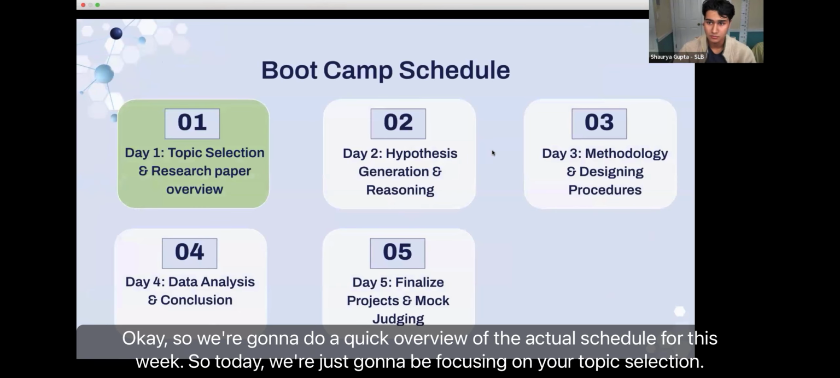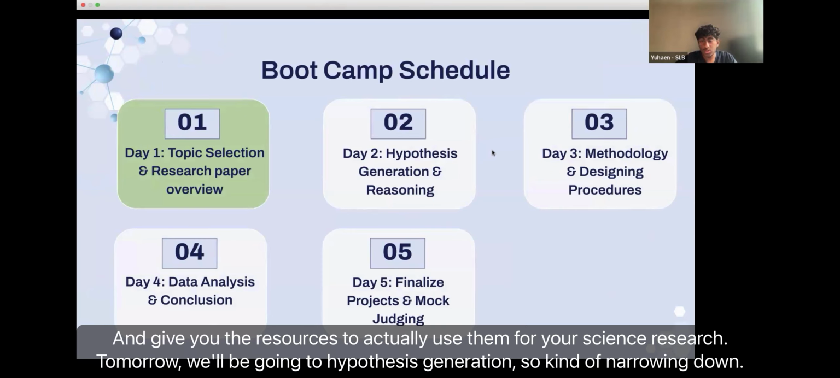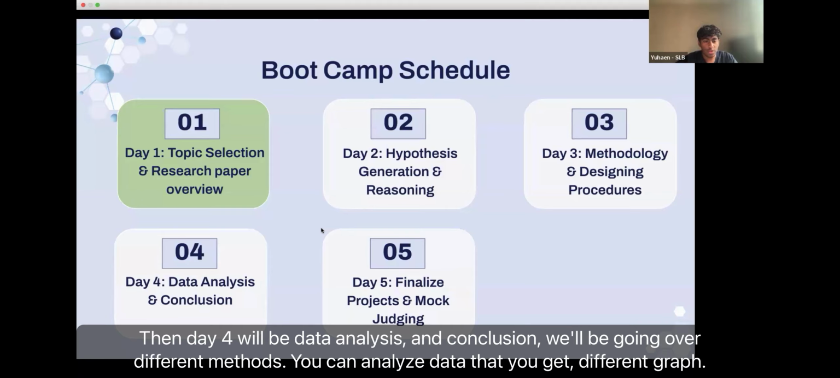So let's get started. Okay, so we're gonna do a quick overview of the actual schedule for this week. Today we're just gonna be focusing on your topic selection and research paper overview. We're gonna go over the structure of a research paper, how to read them, and give you the resources to actually use them for your science research. Tomorrow we'll be going into hypothesis generation, so narrowing down your topic and forming a research question. And day three, we'll be going over methodology, how to design an experiment, and how to effectively and safely execute them for science research.